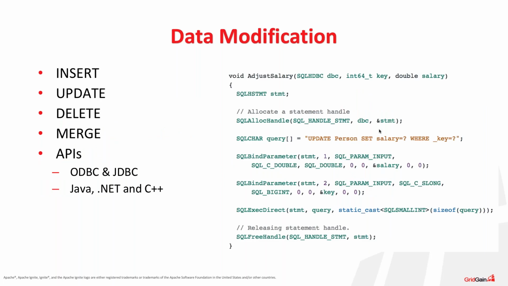Well, that was about the data read. But what about the data modification? Nothing different. We support all the standard operations like insert, update, delete, merge, and they are exposed over ODBC and JDBC drivers, as well as our native Java, .NET and C++ APIs. For instance, to the right of the slide, you can see how to update a record in your cluster using an update statement from Ignite's C++ application.